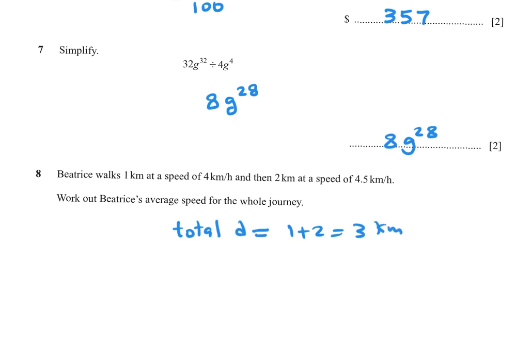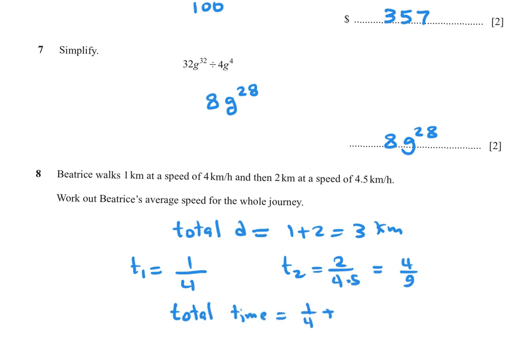Now for the time, we need to find the time for the first journey and the time for the second. The time for the first, you divide the distance by the speed, so 1 divided by 4. To find the time for the second journey, divide the distance by speed, so 2 divided by 4.5. You can find the answer in simplest form, equals 4 over 9. Now add them, so total time equals 1 over 4 plus 4 over 9 equals 25 over 36.